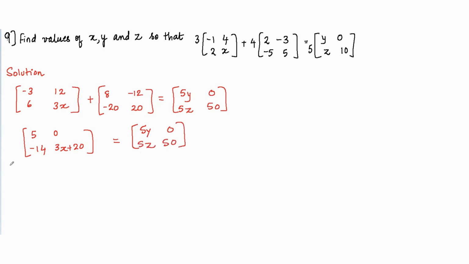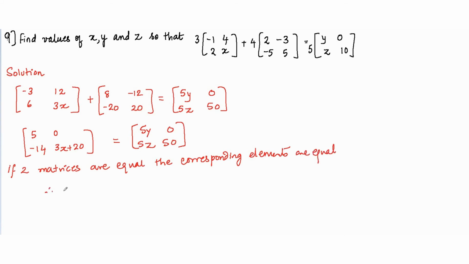So now I can say that if two matrices are equal, then the corresponding elements are equal. And therefore what I can say is 5 is equal to 5 times y. Of course 0 equals 0. I don't need that because there's no variable there. Then -14 is equal to 5z. And I have 3x plus 20 is equal to 50. So I've equated all the corresponding elements.